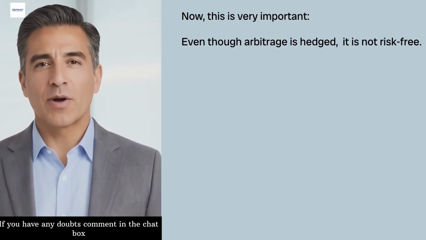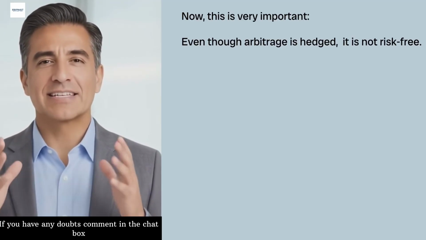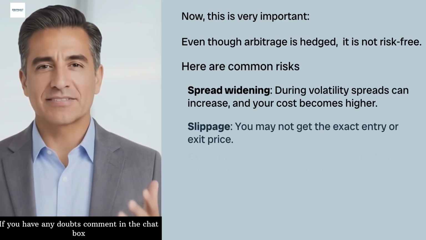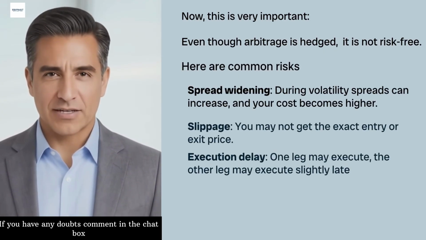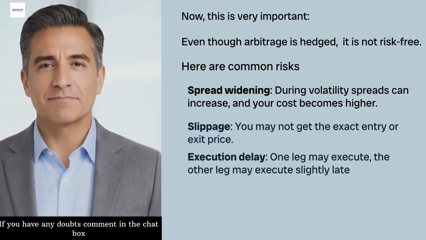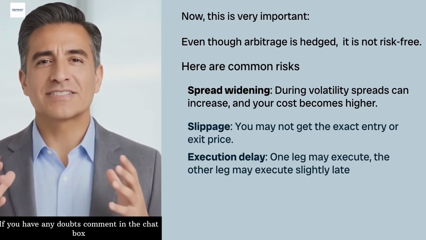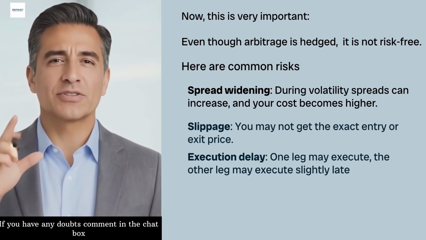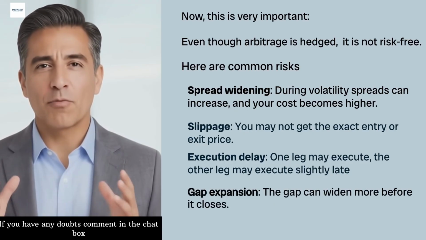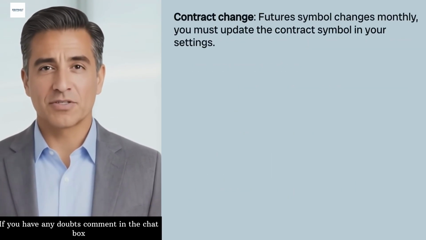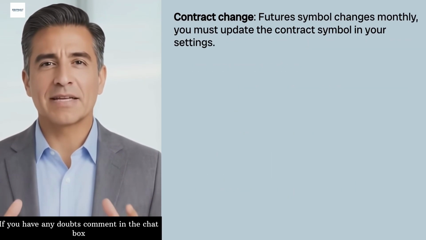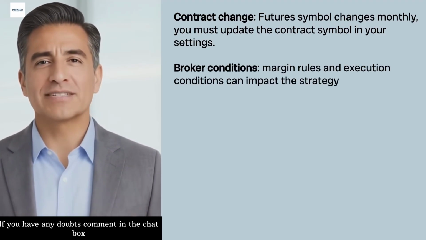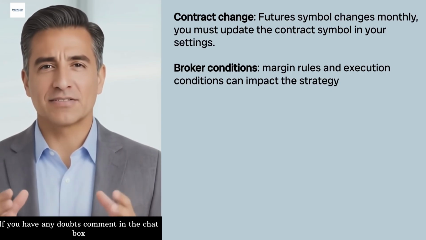Now, it's very important to understand that even though arbitrage is hedged, it is not risk-free. There are real risks like spread widening, slippage, and execution delay. Future symbol changes monthly, so you must update the contract symbol in your settings. Sometimes one leg executes and the other leg executes late. Also, the gap can widen more before it closes. Broker conditions, margin rules, and liquidity can also impact the strategy.